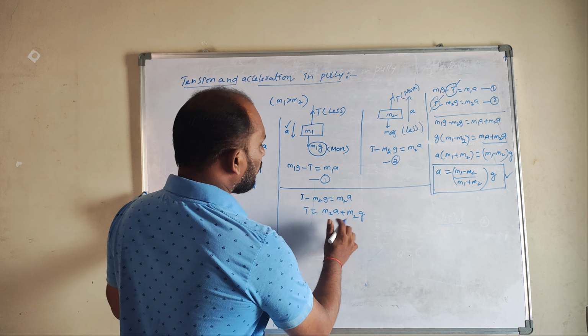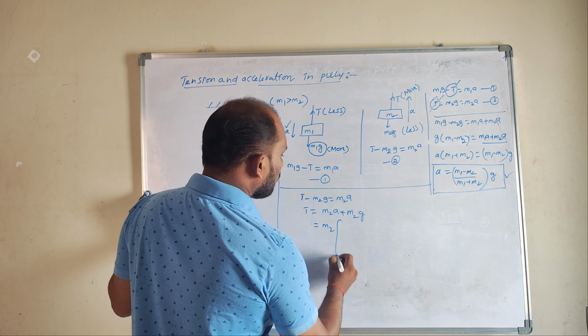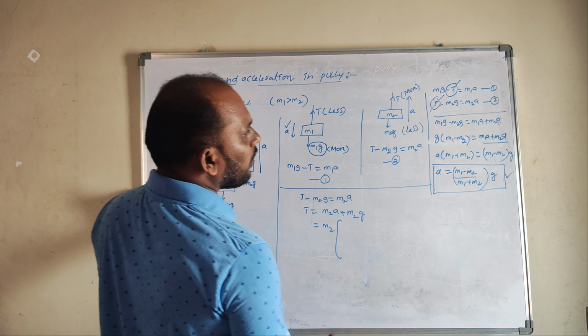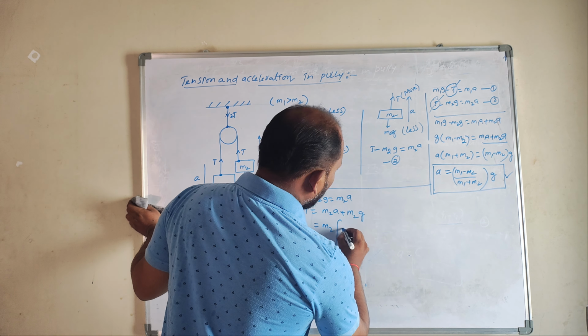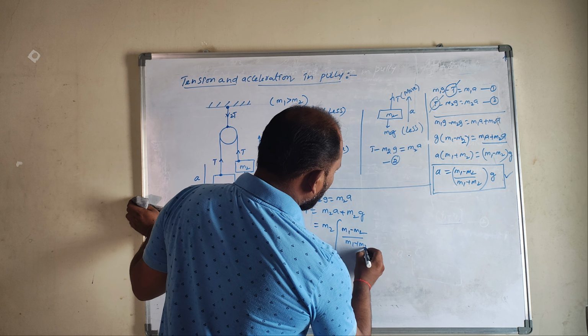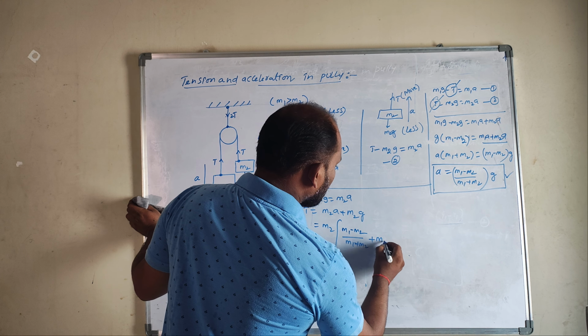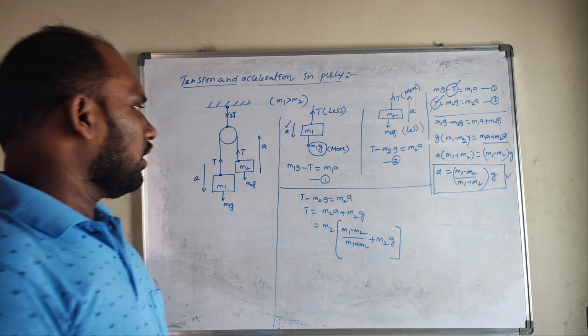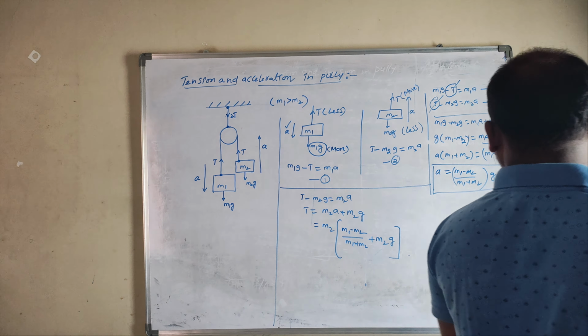What is the common here? M2 is common, taken outside. M2 into what is the A value? Just now we derived the A value: (M1 minus M2) by (M1 plus M2), plus M2G. I hope you have understood.